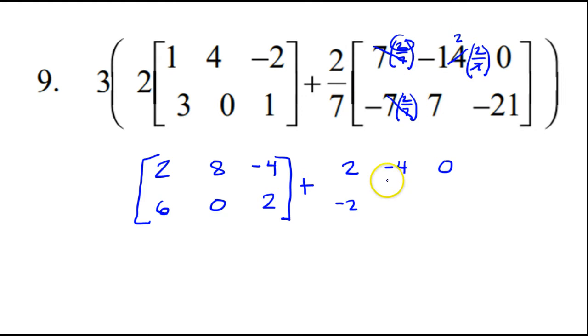2/7 times 7, we already discussed that would be 2. And 2/7 times negative 21. If I do 2/7, 7 goes into 21 3 times. 3 times 2 is 6, so that's going to be negative 6.